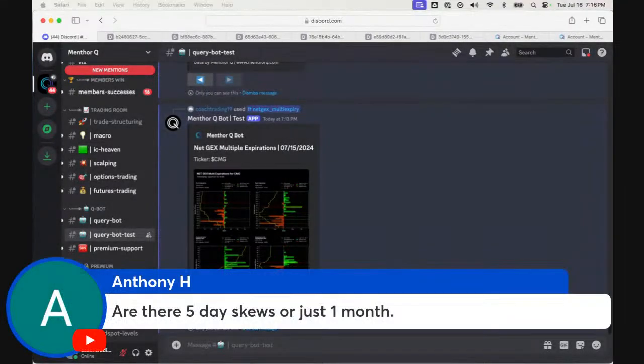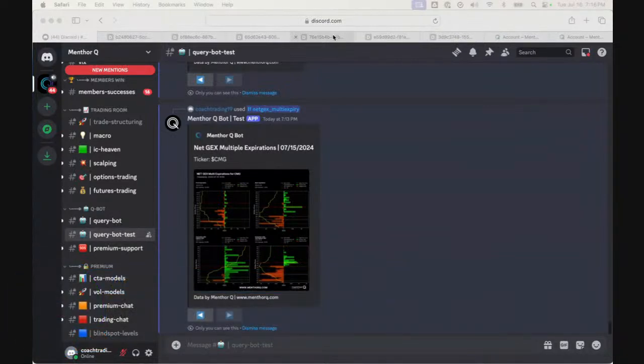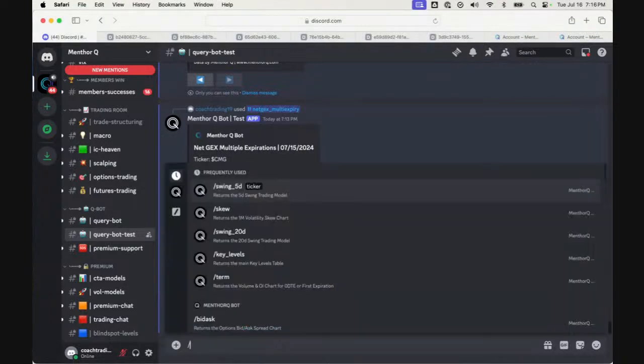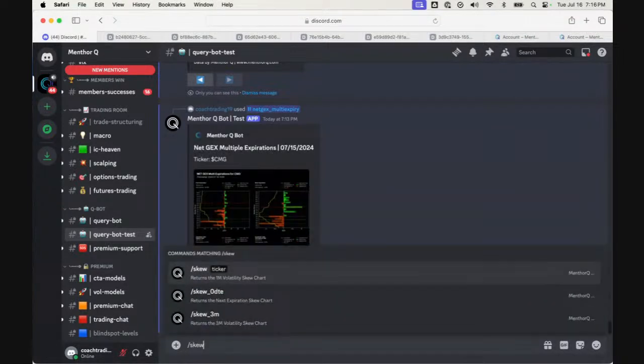We have a nice question here. Are there 5-day skew or just 1 month? As we mentioned, we are providing 3 skew charts. The 1 month is the skew command here. We have a 3 months, and then we have what we call 0 DTE, but in the case of stocks it would be the next expiration. So yes, we do have the 1 month, the 3 months, and the 1 week or 0 DTE. If you're looking at SPX, you would get the skew for tomorrow's expiration or today's expiration. If you're looking at CMG in this case, you would get the next weekly expiration skew.